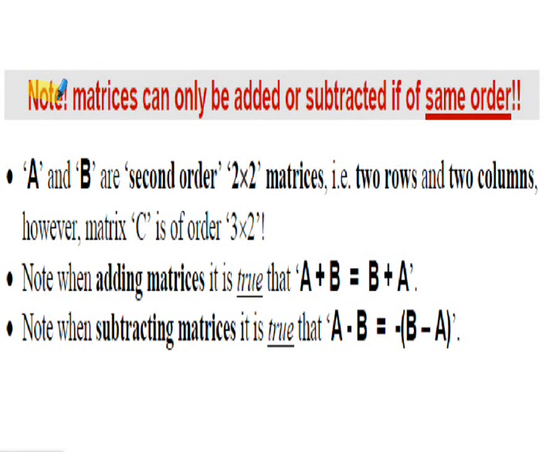So to pick up from the previous slide, we must note that matrices can only be added or subtracted if they are of the same order. So A and B are second order 2 by 2 matrices, i.e. 2 rows and 2 columns. However, matrix C is an order 3 by 2, 3 rows, 2 columns. So note when adding matrices, it is true that A plus B is equal to B plus A, and note also that when subtracting matrices, it is true that A minus B is equal to negative in brackets B minus A.